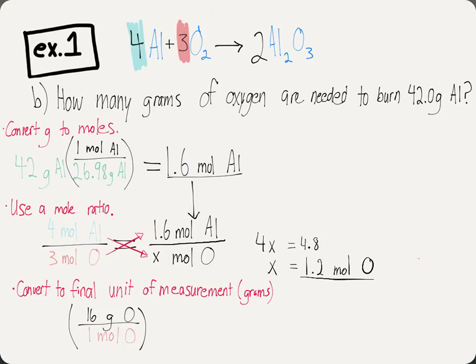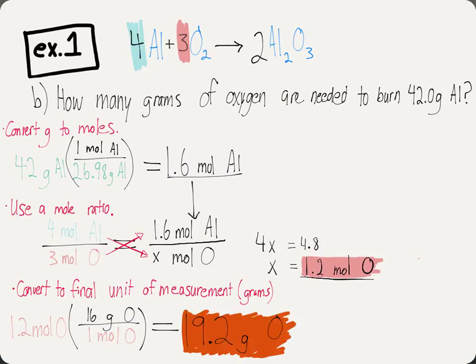Our next step is to convert to our final unit of measurement, which is grams of oxygen. So we have our ratio down at the bottom here that is 16 grams of oxygen to 1 mole of oxygen. Once again, we got this information from the periodic table, the molar mass. So we take 1.2 moles of oxygen, do the simple math, and we come up with 19.2 grams of oxygen needed. And that's our answer.